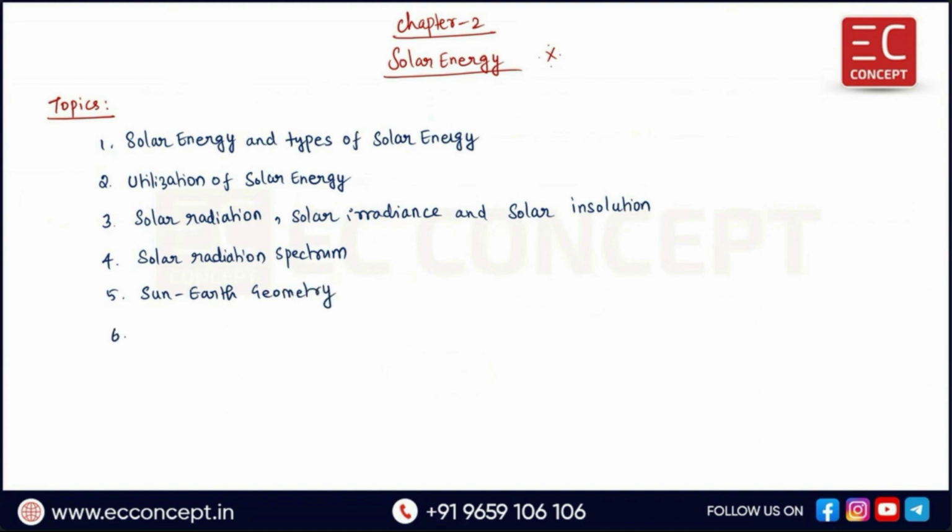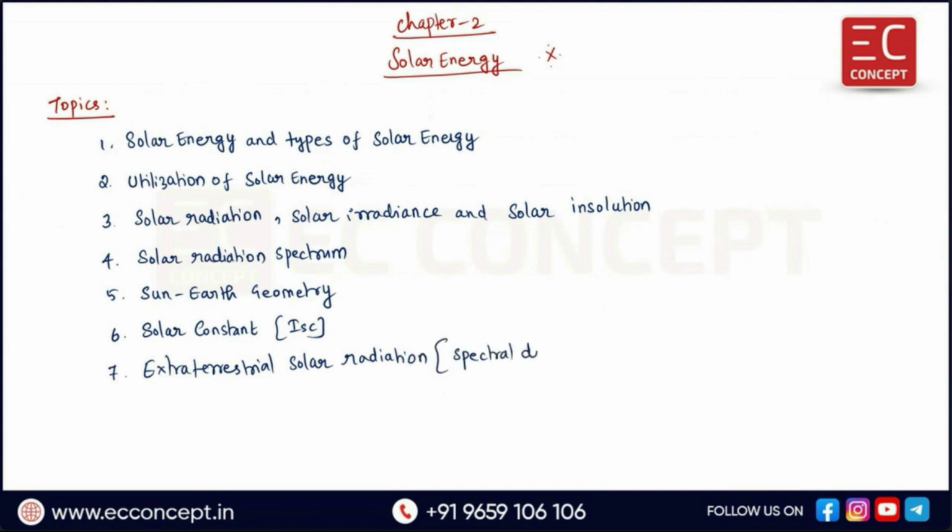In this sun earth geometry, we will see what the solar constant is. We will look at that separately: what is the solar constant, and extraterrestrial solar radiation. There we will also see how the spectral distribution works, the spectral distribution.